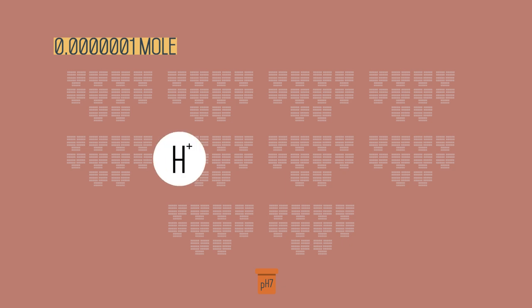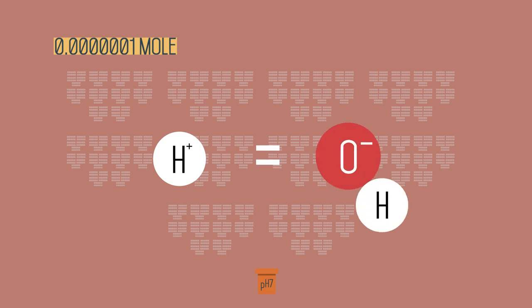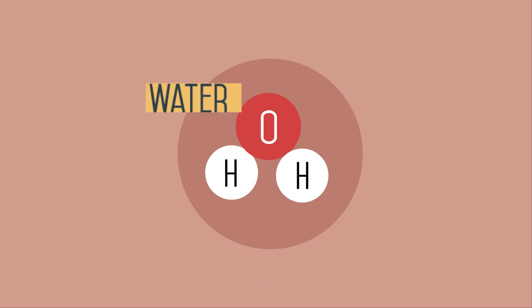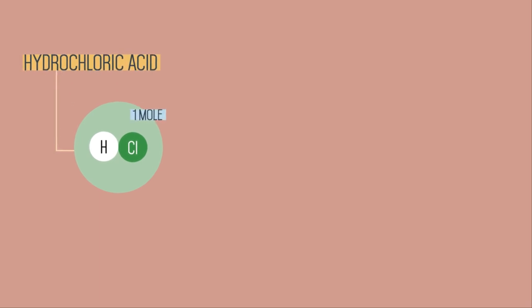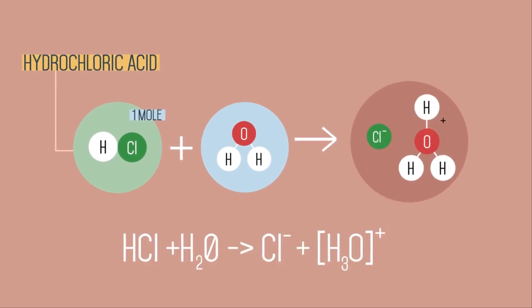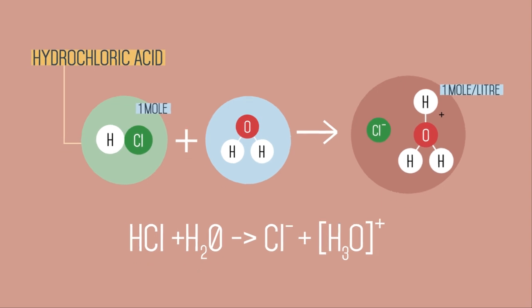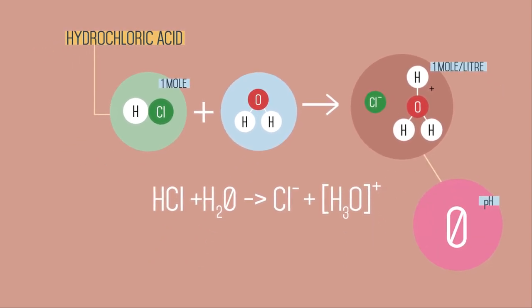So when you reach pH 7, there are only 10 to the power negative 7, or 0.0000001 mole of hydrogen ions per litre. Here, there are also an equal number of hydroxyl ions, and we have arrived at pure, neutral water. If you dissolve 1 mole of a strong acid like HCl in water to make 1 litre of solution, it dissociates completely into ions, so you also get 1 mole per litre of hydrogen ions and a pH of 0. To get a solution of, for example, pH 4, you need to dilute this with 10,000 times its volume of water. We still have a strong acid, but it is very dilute.